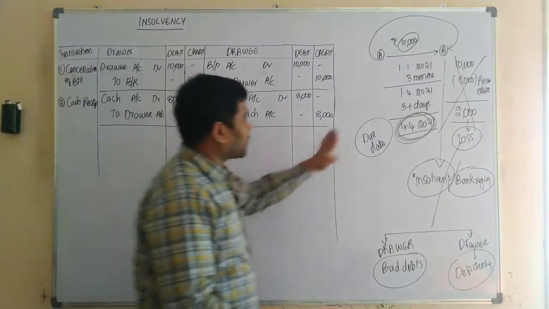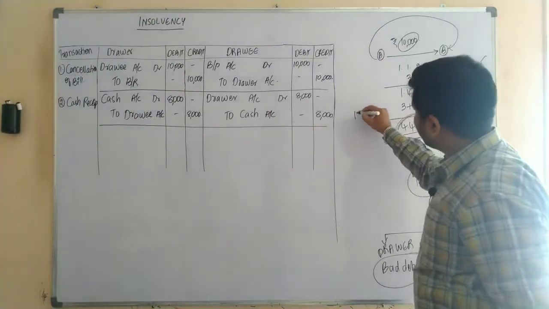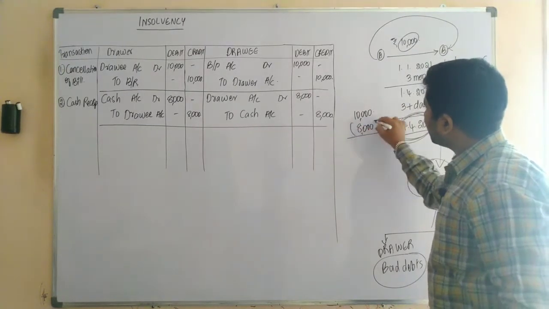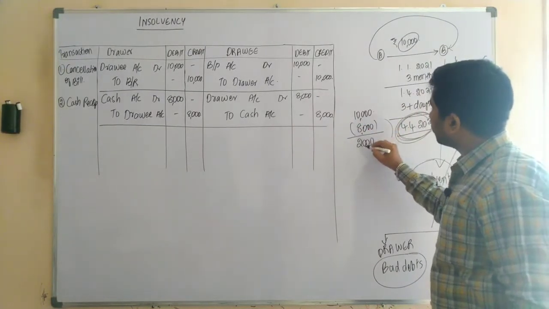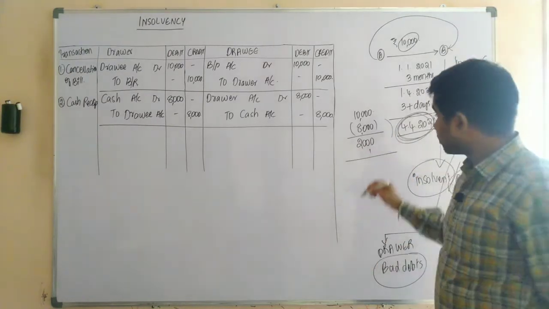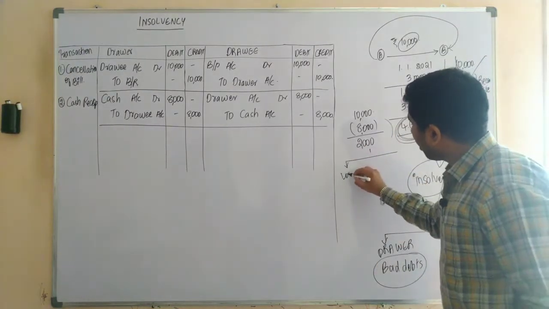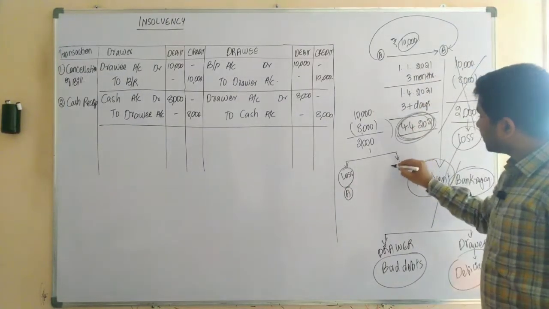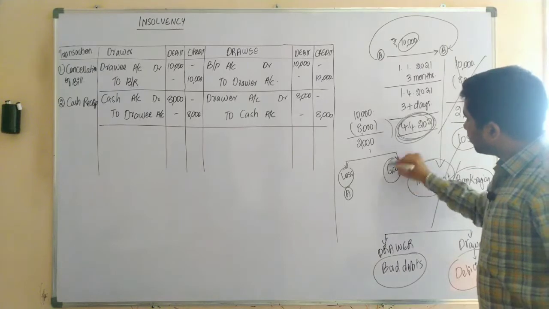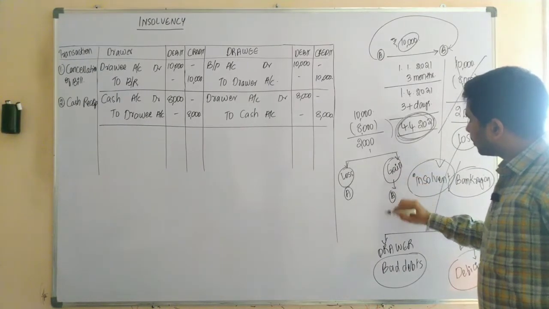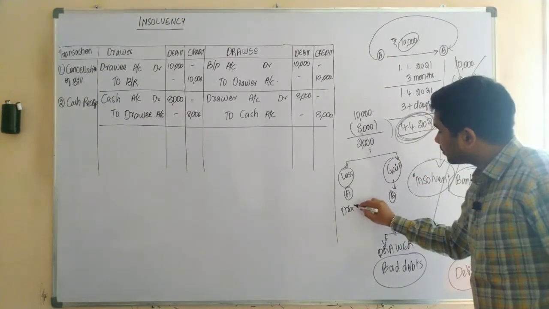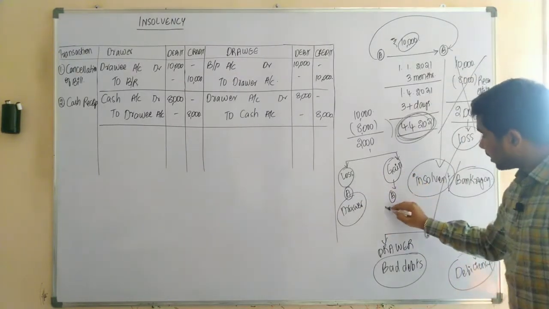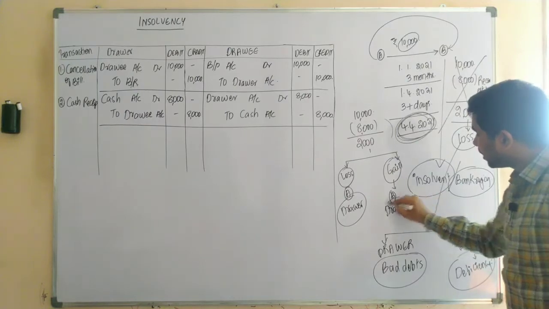So how much are we supposed to receive, sir? We are supposed to receive 10,000 rupees, but we received 8,000 rupees from his personal property. So this 2,000 is nothing but a loss to the drawer. So this 2,000 is nothing but a gain to the drawee. So to drawer, it is nothing but a loss. So to Mr. Drawee, it is nothing but a gain.